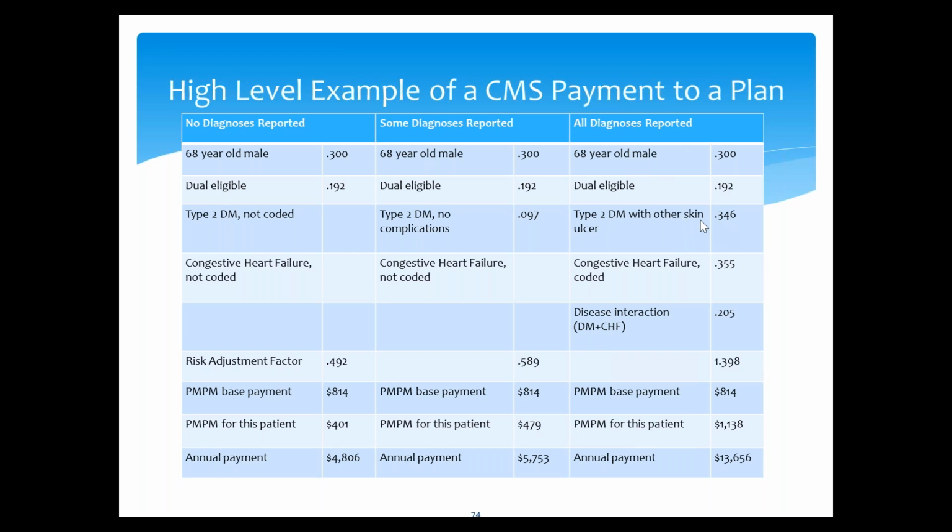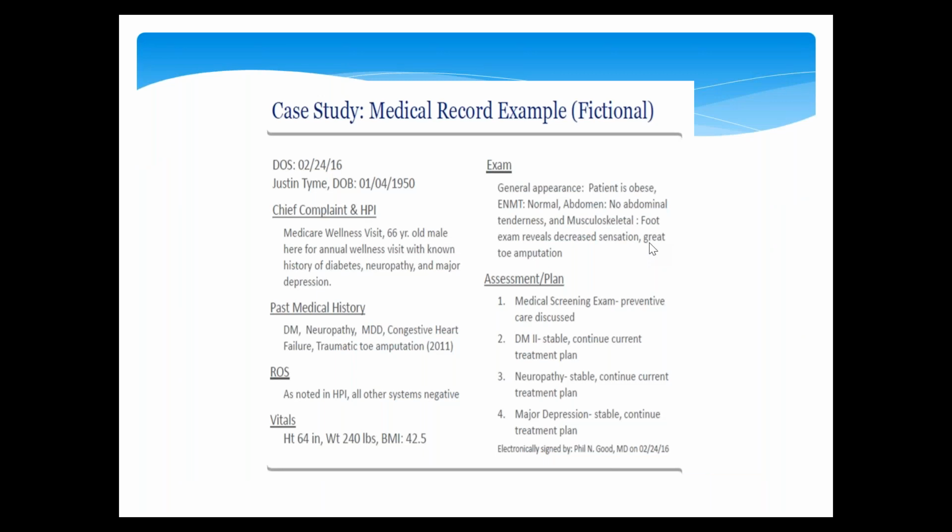However, if you put all the diagnoses in, the type 2 diabetes with congestive heart failure, and you get the interaction code, now you get a risk adjustment factor. Again, please realize these values, this is an example we're using previous year's codes, but I'm just doing this for example purposes. Now you're going to see the PMPM for this patient go up to 1138. Now you're up to $13,656 that you're going to be paid for this patient next year, as opposed to where you started at, $4,800. So you can see just by adding those two codes, you're going to get reimbursed $9,000 more for taking care of those patients.